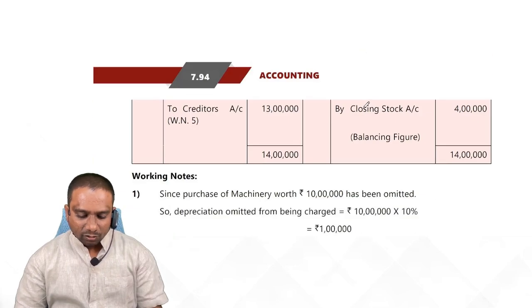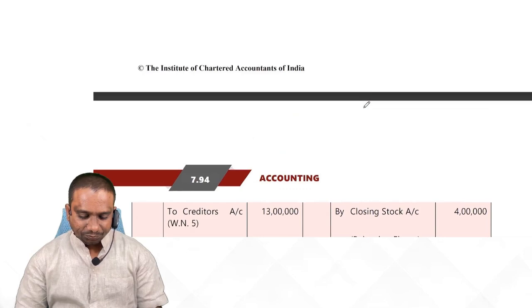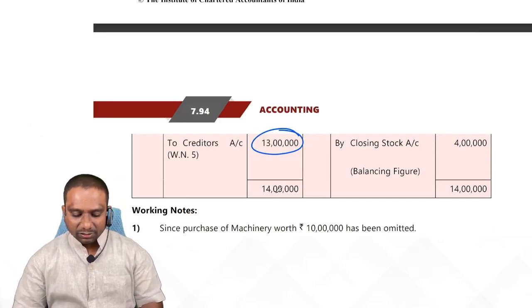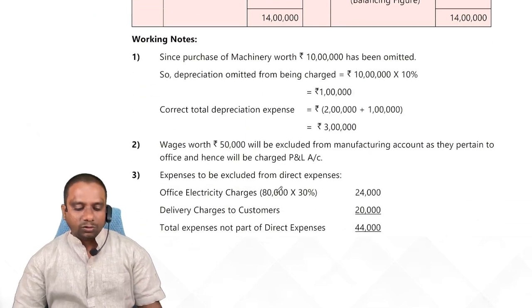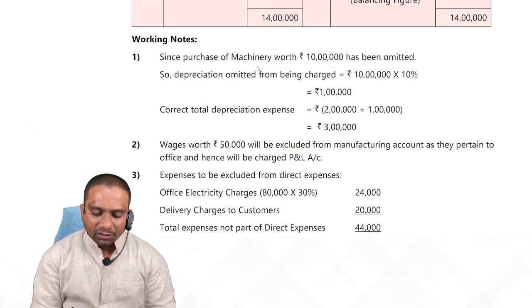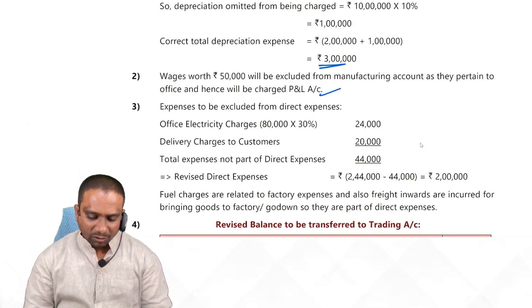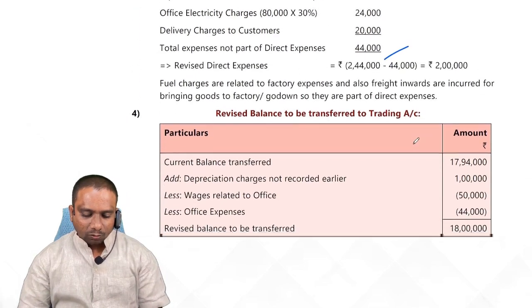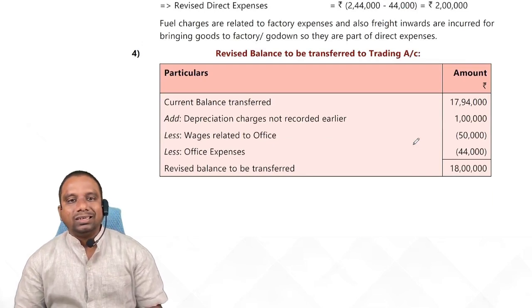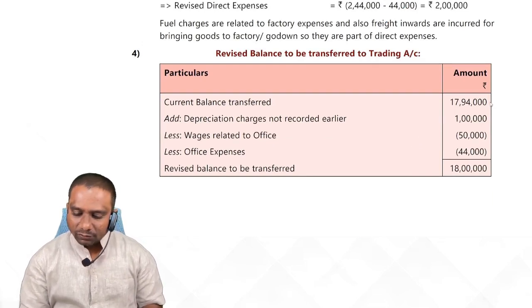Yeah, this is the raw material account. Creditors we already calculated. So 1 lakh plus 4 lakhs. Closing stock: observe the closing stock calculation. Since purchase of machinery is done, okay, this is fine. Over. Wages also completed. Now, the revised balance is to be transferred to the trading account.